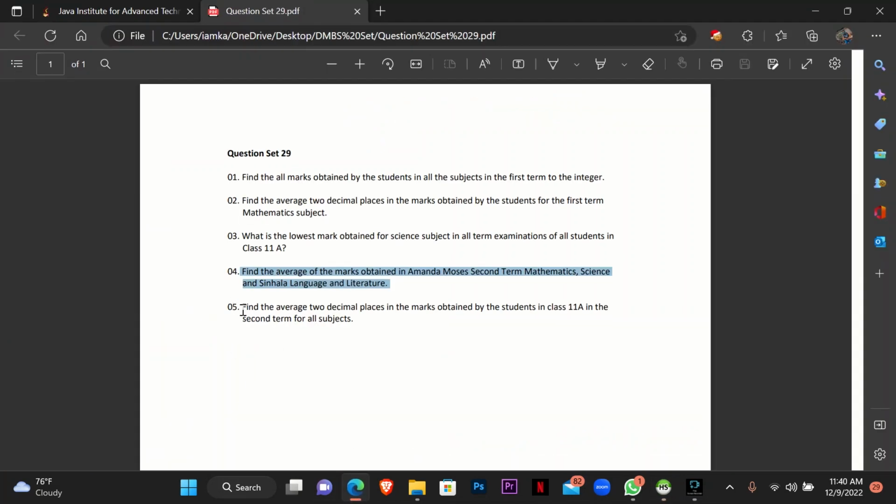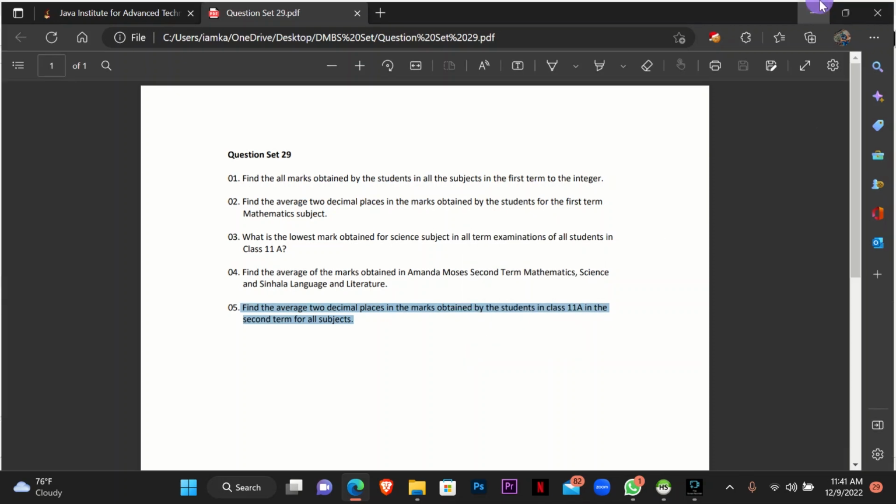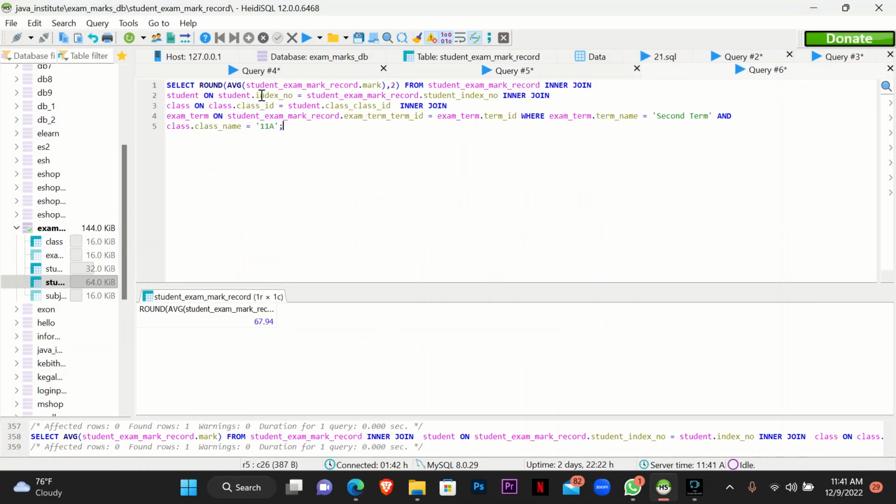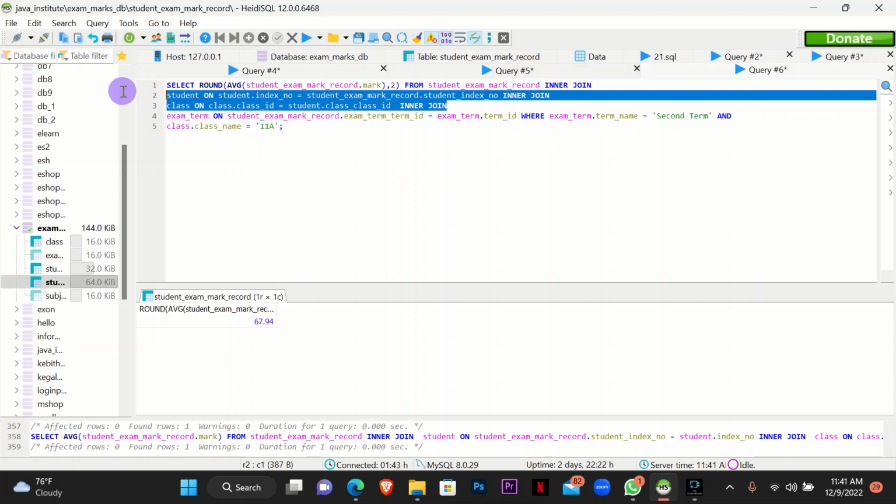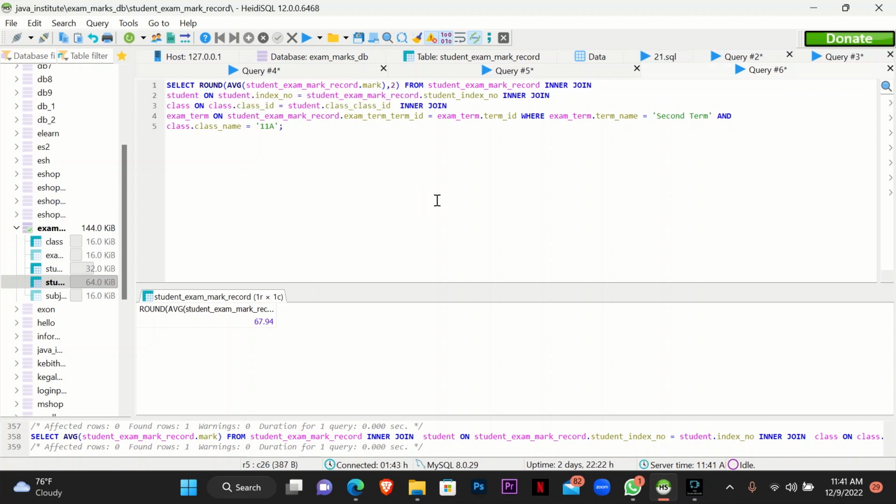In the fifth and final question, they are asking: find the average, to two decimal places, of the marks obtained by the students in class 11K in the second term for the subjects. Again we have to use the round function and the average function. Here again I have used both functions. As you can see, I have rounded to two decimal places, and in my conditions I have checked whether the term name is second term and the class name is 11K. And I have joined the student, class, and student exam record tables. When I execute the query, you will get the answer.